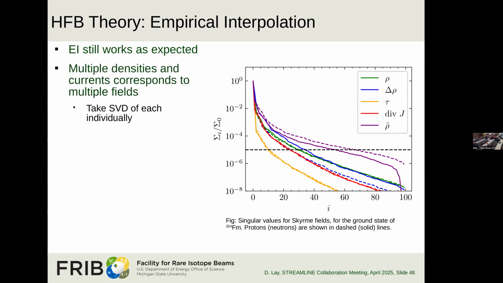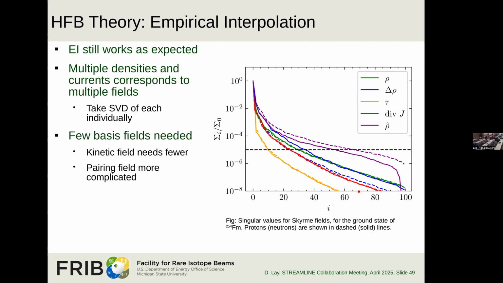So then you need to do this empirical interpolation for each field individually, meaning that you take the SVD of each field individually. And you can see that depending on the object you're considering, you need more or less basis functions. For the kinetic energy, for instance, you can get away with as few as 10 basis functions. For the pairing field, you need 70, 75 or so. And it's really this maximum number that tells you how many HFB calculations you need to generate the basis that you care about.